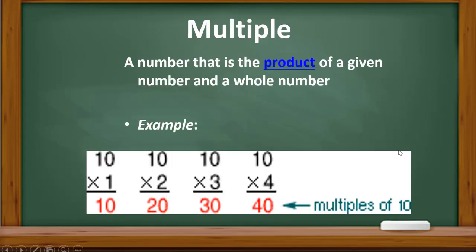Let us go now to multiples. A multiple is a number that is the product of a given number and a whole number. Example, 10 times 1 is equal to 10, 10 times 2 is equal to 20, 10 times 3 is equal to 30, 10 times 4 is equal to 40. So the multiples of 10 are 10, 20, 30, 40.